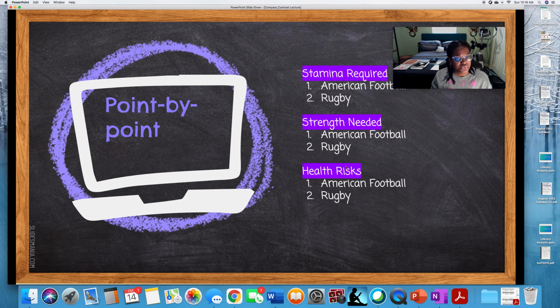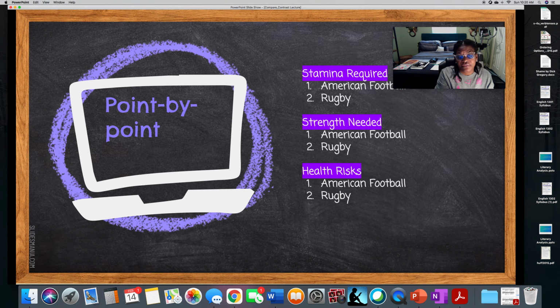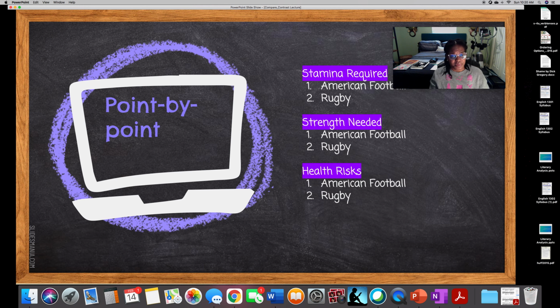Same thing with the health risk. You're going to have an entire paragraph over the health risks. You would start off discussing the health risks of American football, then transition within that paragraph to discuss rugby. And then that gives you a greater chance to evaluate which one is riskier based off of that thesis sentence that I talked about earlier.